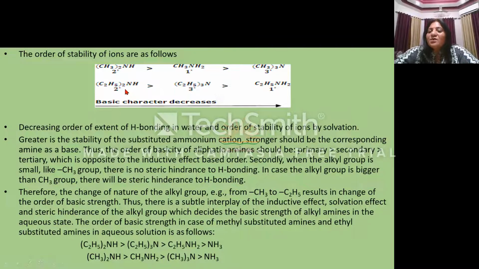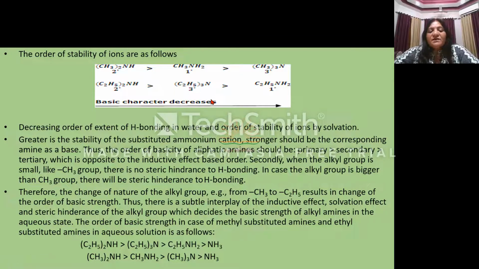What will happen to ammonia? It has 0 basicity. So this will be 2 degree, 1 degree; 2 degree is greater than 3 degree, which is greater than 1 degree, which is greater than ammonia. So basic character decreases in the aqueous state differently from the gaseous state.